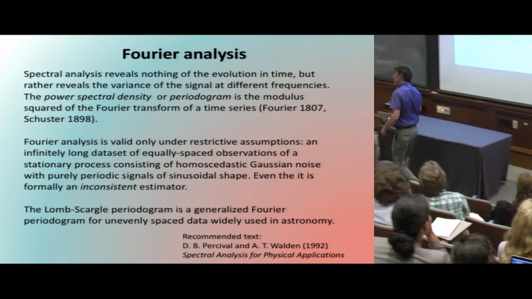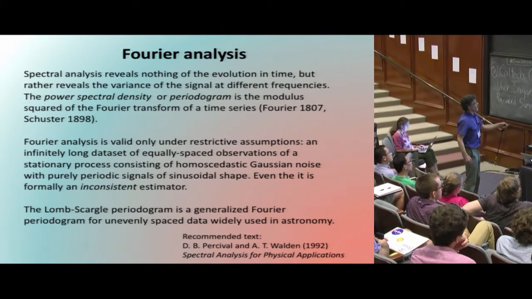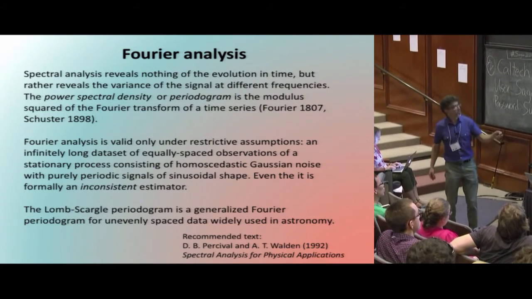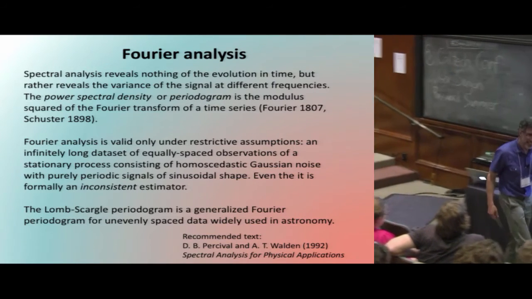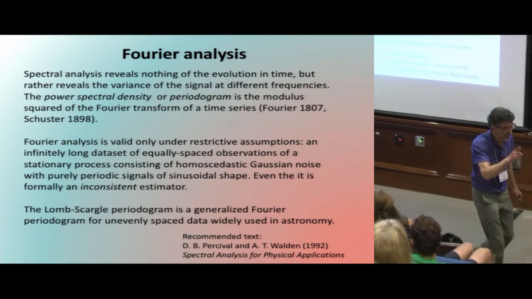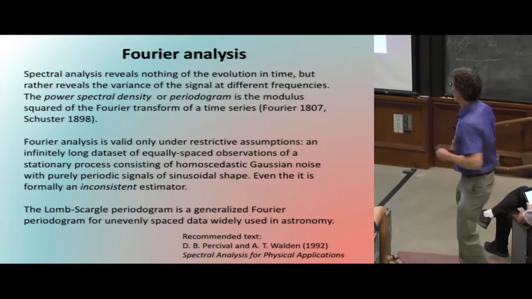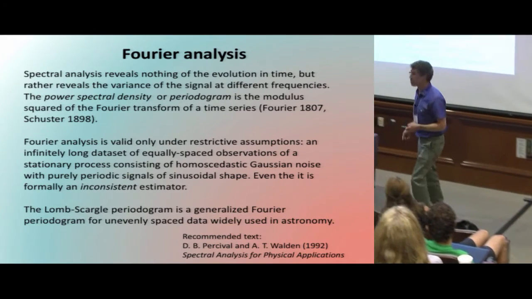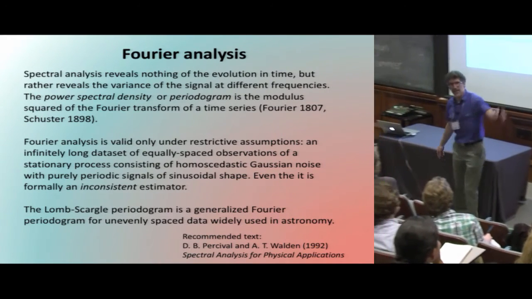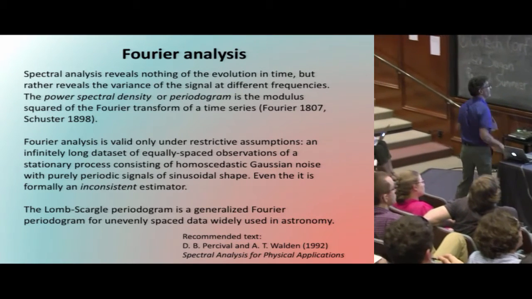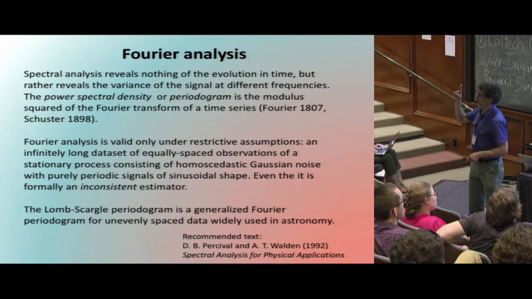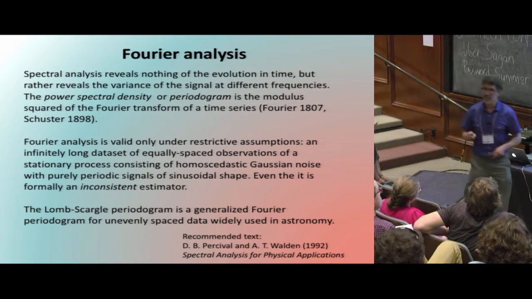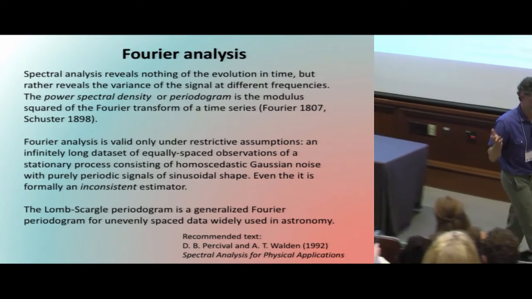But the theorems only apply if you have a stationary process, your data are equally spaced, and you have an infinitely long data set. When was the last time you had an infinitely long data set? Without edges, okay? And it has to be homoscedastic, that means always the same Gaussian white noise. And if you have a periodic signal, it has to have exactly the shape of a sinusoid, and there can only be one period. Those are the theorems underlying the Fourier transform, which means there's almost no astronomical data set that ever satisfies the theorems.